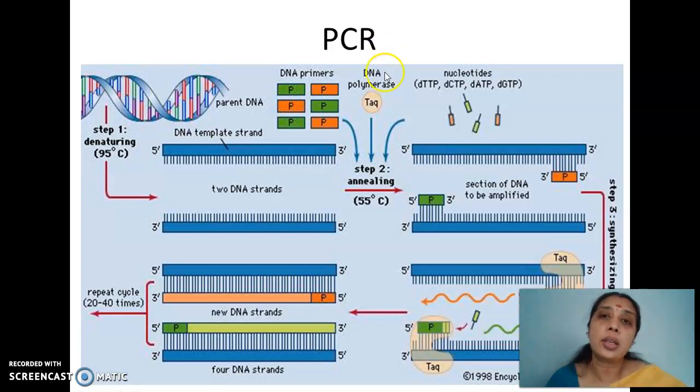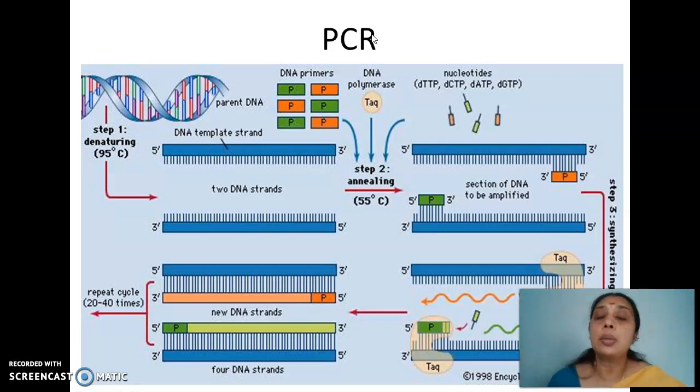PCR was developed by a scientist named Kary Mullis. He was a chemist, in fact, and he developed this technology known as PCR. He developed PCR earlier, and for this work he was awarded the Nobel Prize in the year 1993.